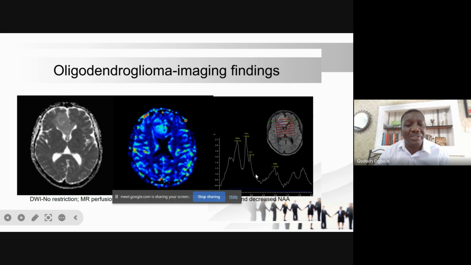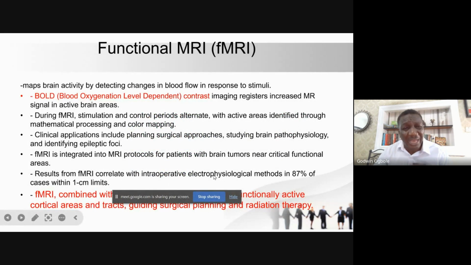This distortion is what helps in subclassifying tumors using these advanced techniques. Another advanced technique also used with MRI is called functional MRI, where you use the level of oxygenation within the blood to detect changes in oxygen in the blood.